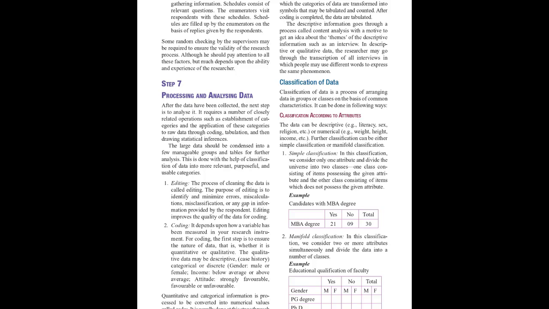Classification according to attributes. The data can be descriptive, e.g., literacy, sex, religion, etc., or numerical, e.g., weight, height, income, etc. Further classification can be either simple classification or manifold classification. 1. Simple classification. In this classification, we consider only one attribute and divide the universe into two classes. One class consisting of items possessing the given attribute and the other class consisting of items which does not possess the given attribute. Example: candidates with MBA degree. 2. Manifold classification. In this classification, we consider two or more attributes simultaneously.